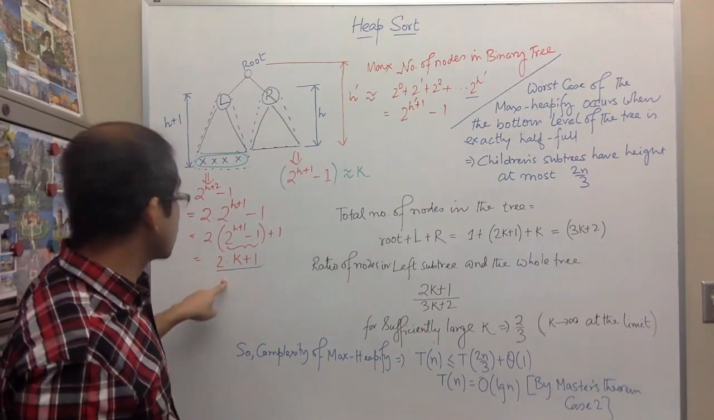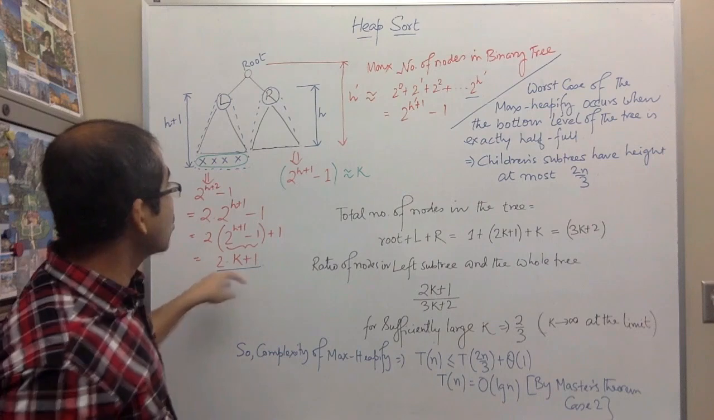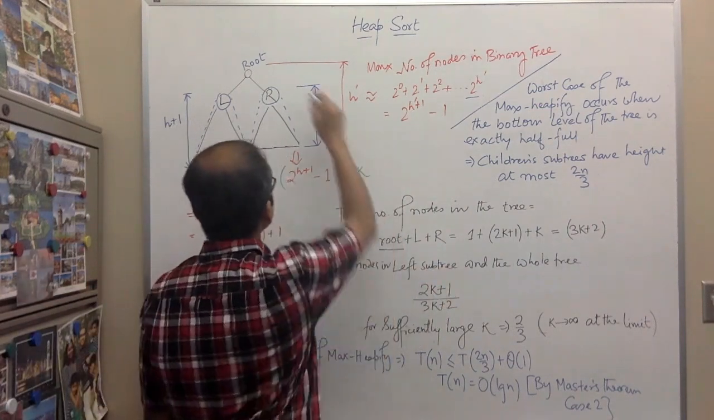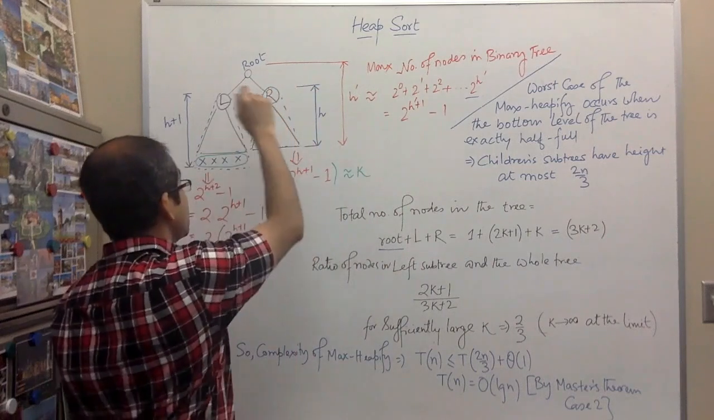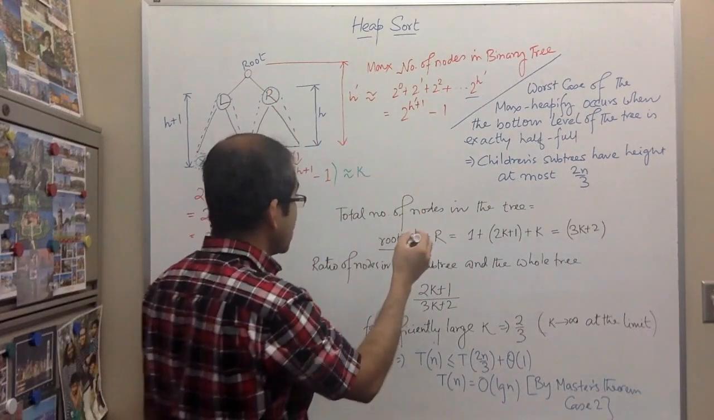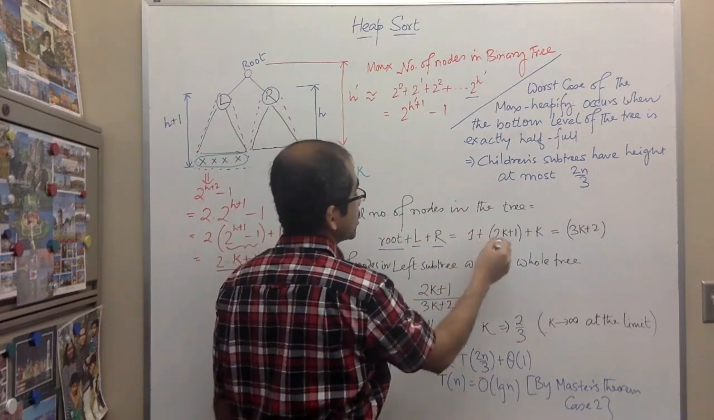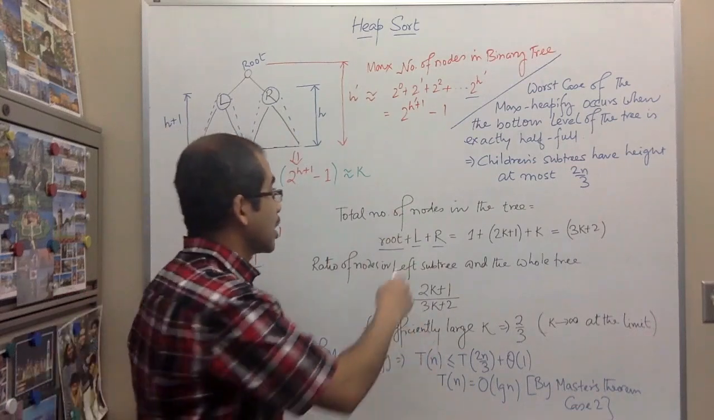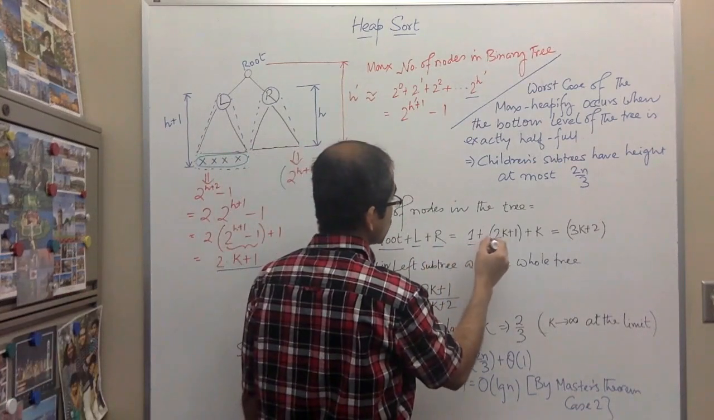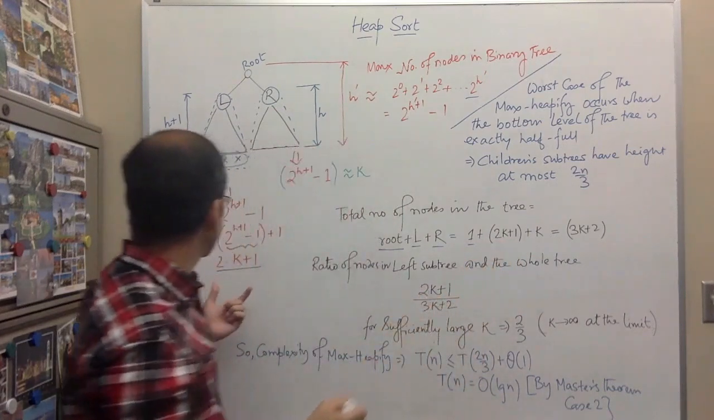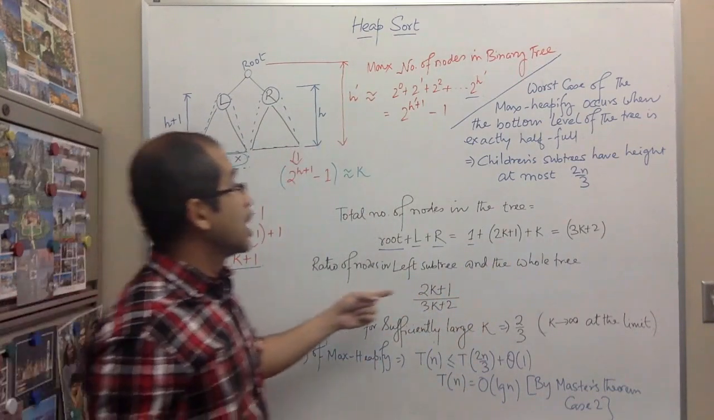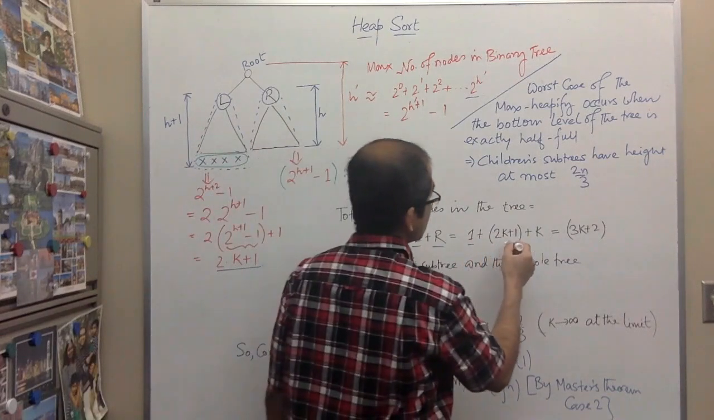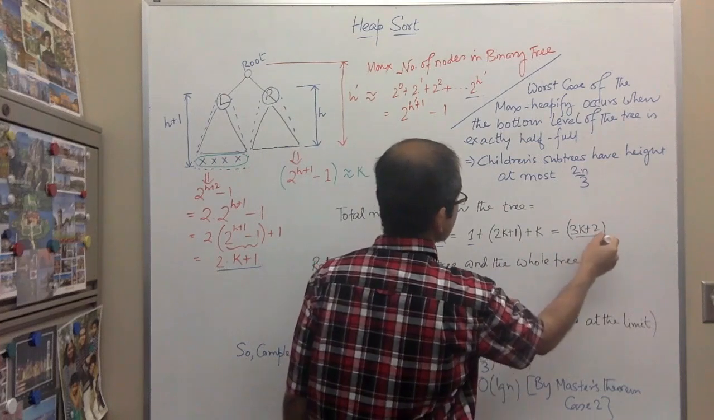I hope you understood this. Now, the total number of nodes in the whole tree is the root plus the number of nodes in the left subtree plus the number of nodes in the right subtree. The number of root is 1, the number of nodes in the left subtree we calculated is 2k plus 1, and the number of nodes in the right subtree is k. So the total is 3k plus 2, the number of nodes in the whole tree.